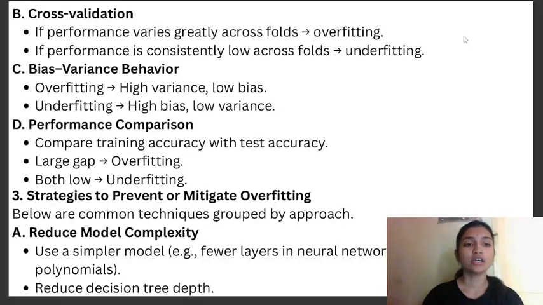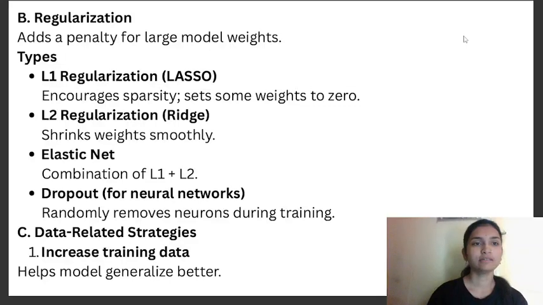Now the third one is strategies to prevent or mitigate overfitting. Below are common techniques grouped by approach. Reduce model complexity: use a simpler model, reduce decision tree depth. Now, regularization. Add a penalty for large model weights. Its types are L1 regularization, L2 regularization, elastic net, dropout.